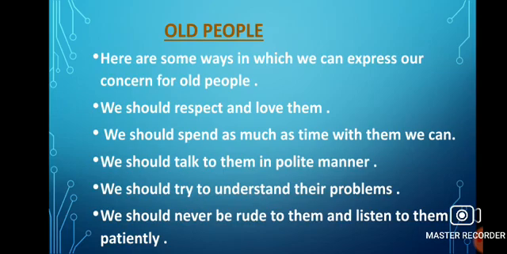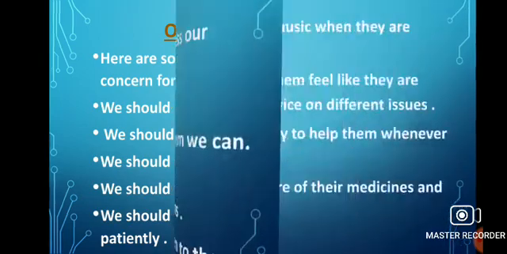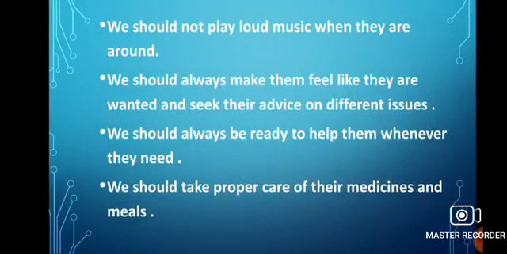We should try to understand their problems. We should never be rude to them, and listen to them patiently. We should not play loud music when they are around. We should always make them feel like they are wanted and seek their advice on different issues. We should always be ready to help them whenever they need. We should take proper care of their medicines and meals.